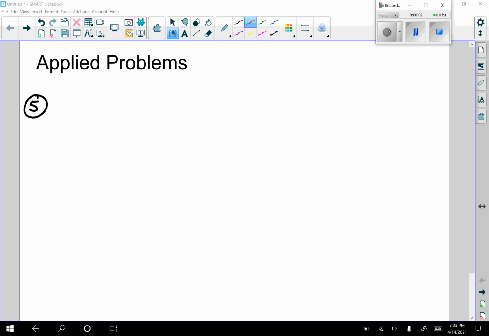Hello everyone, here's number 5 from the applied problems that I collected, worked out. So again, I'm just going to read it over. Please make sure you pay attention to everything I'm writing out here. This is what you'll be expected to do for the upcoming test.